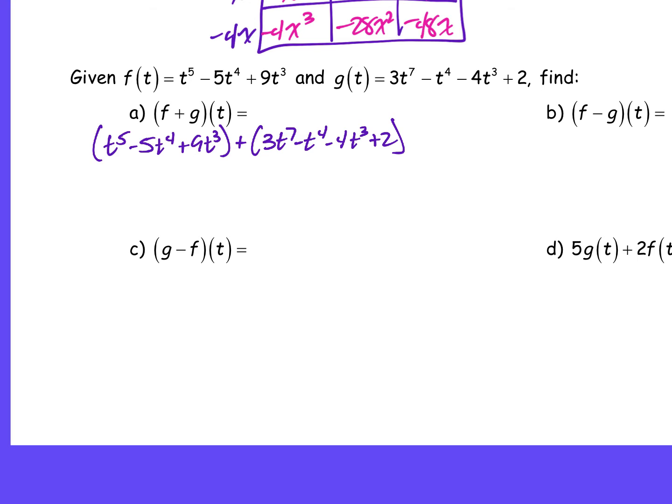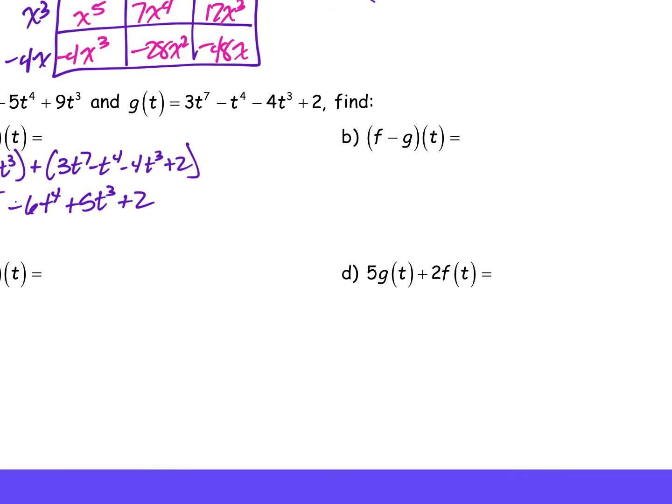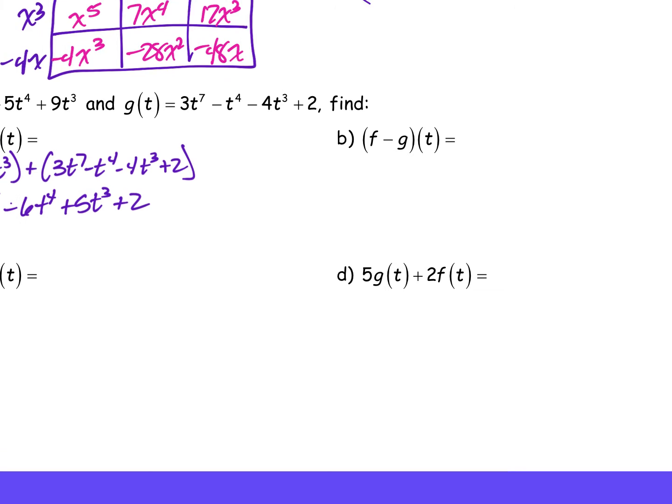So my answer becomes 3t to the 7th plus t to the 5th minus 6t to the 4th plus 5t cubed plus 2. Good. So you can write it out that way, or you could just use your head and do it in your brain. Whichever way you want to do it.